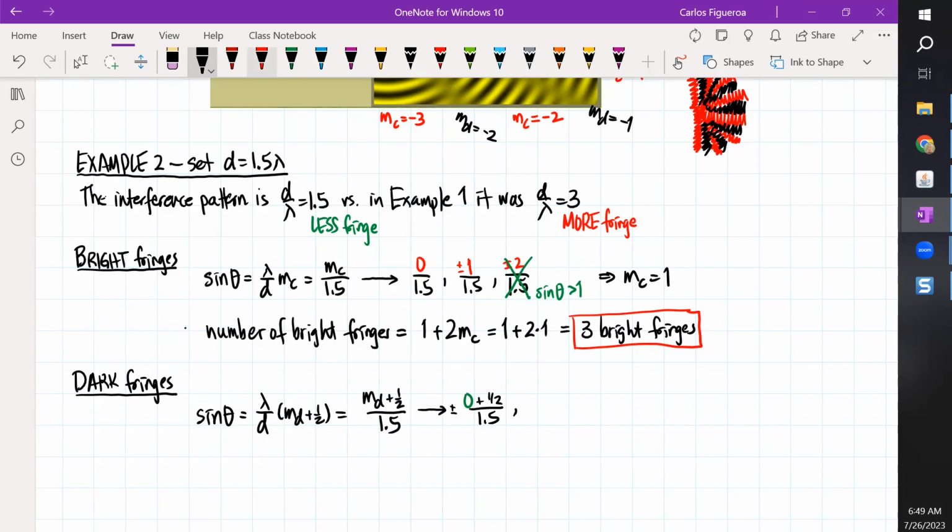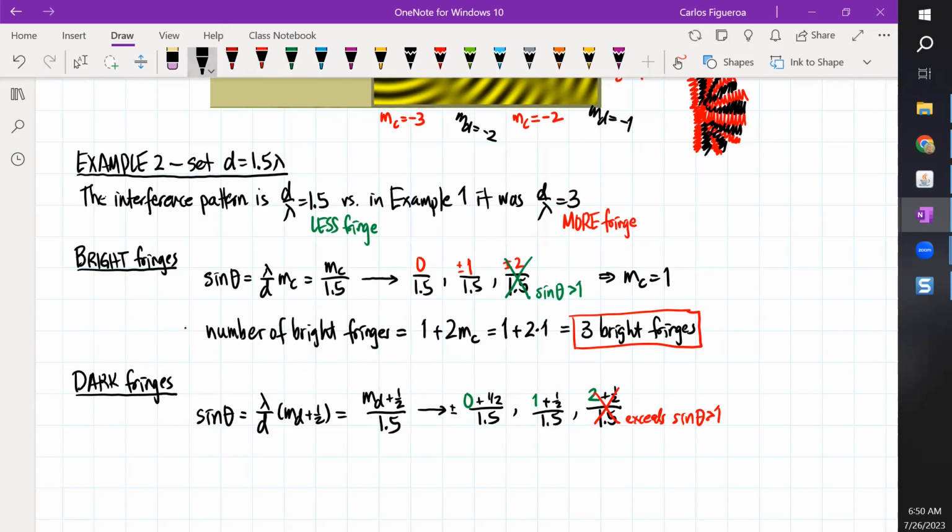Then I keep going. So then I'm going to go 1 plus 1/2 divided by 1.5. That's 1.5 divided by 1.5. So that right there is 1. But to keep going on the sequence, you can see here is that now I have 2.5 divided by 1.5. Right away, this tells me that now it exceeds sine of theta greater than 1.